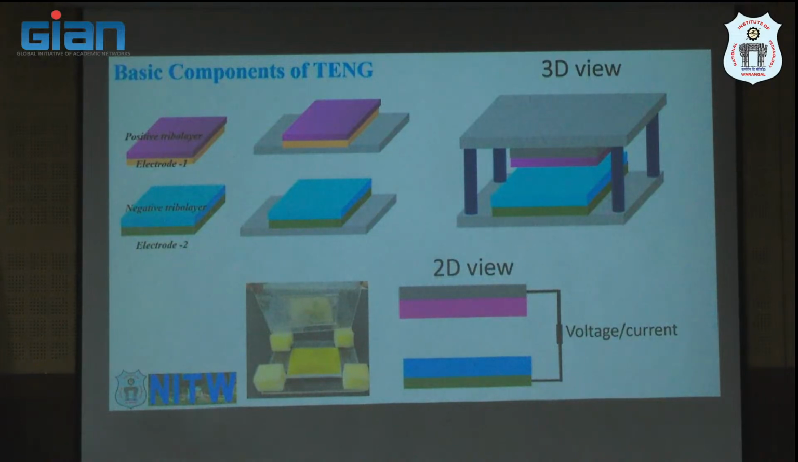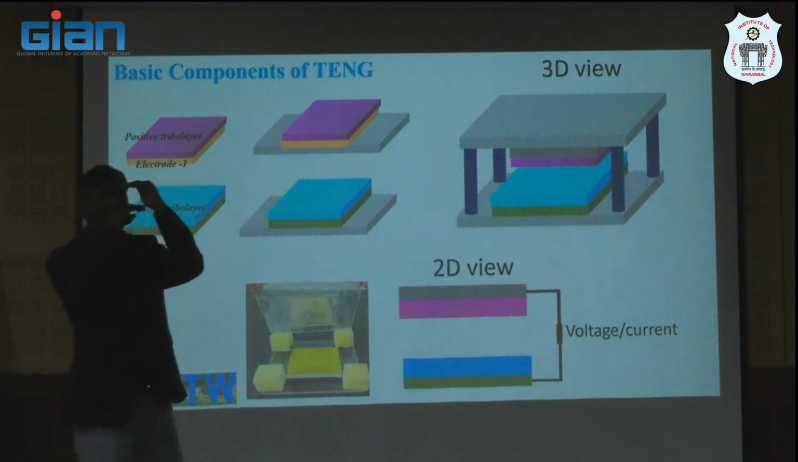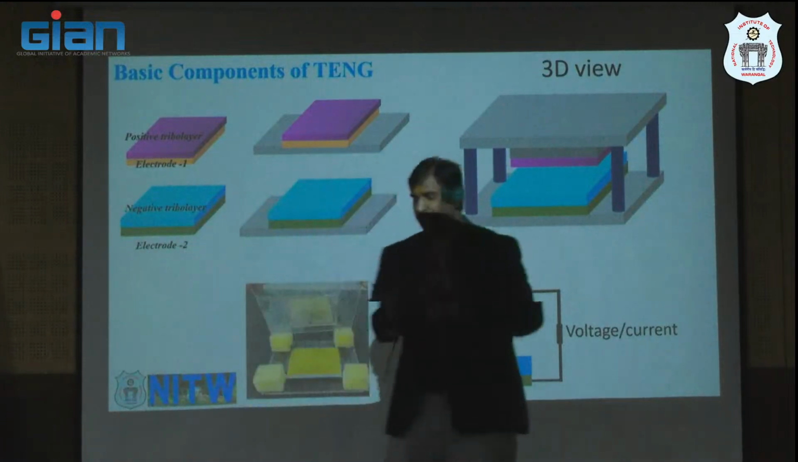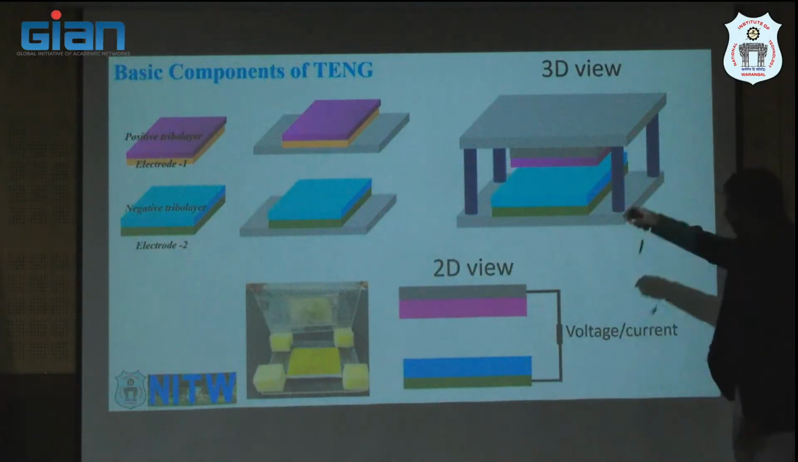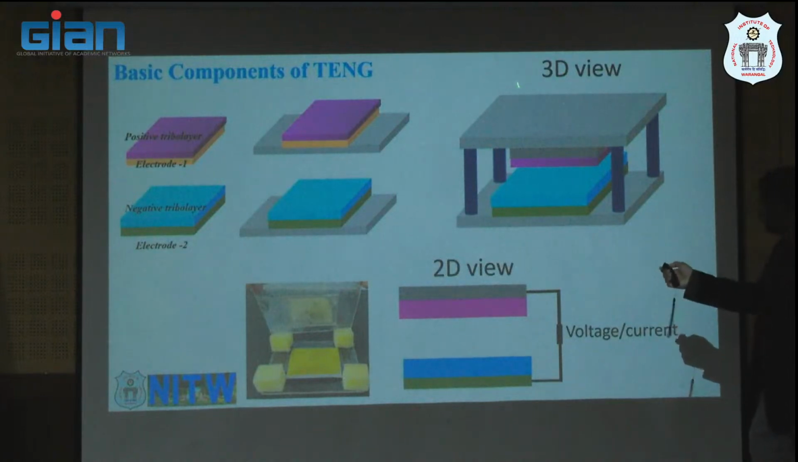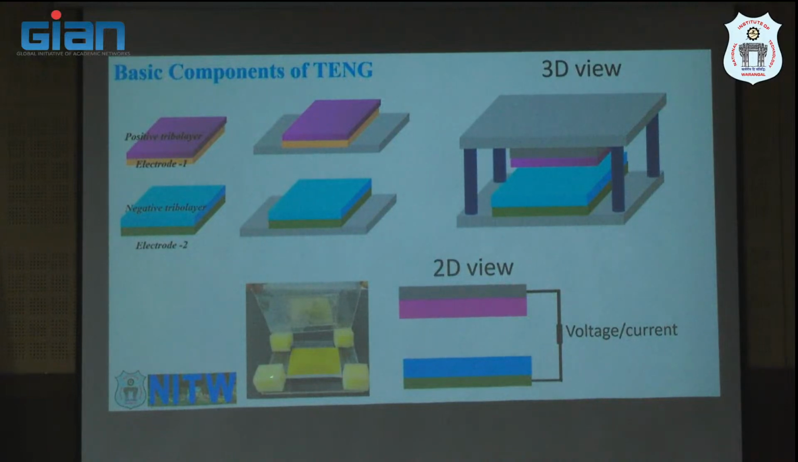Okay, so we are going to have two frictional layers with a spacing between them, and if you apply mechanical force from the top side, this layer will come and touch this layer. When you remove the force, they will get separated automatically. You don't need to separate them manually, because the sponge elasticity will make them separate. So in a two-dimensional view, you can see you have two frictional layers with two electrodes. Now you are going to connect your measuring device here to measure either current or voltage, whatever you want to measure. Hope this slide is clear for everyone.